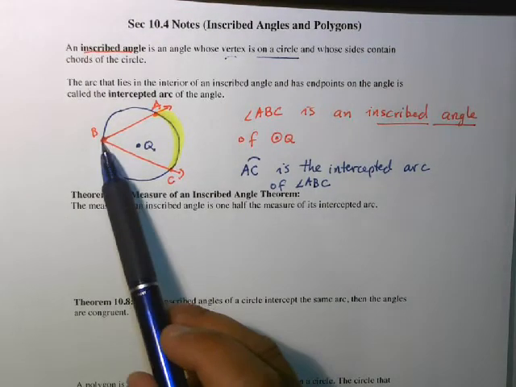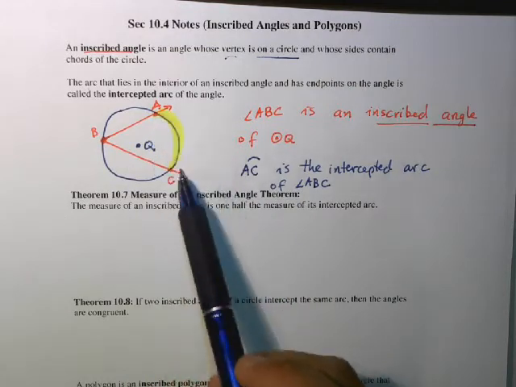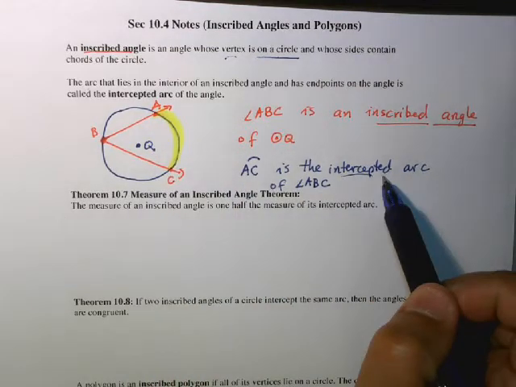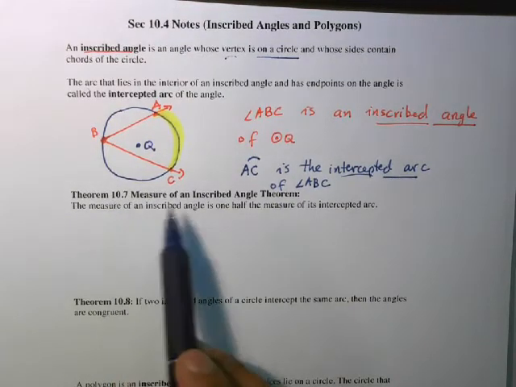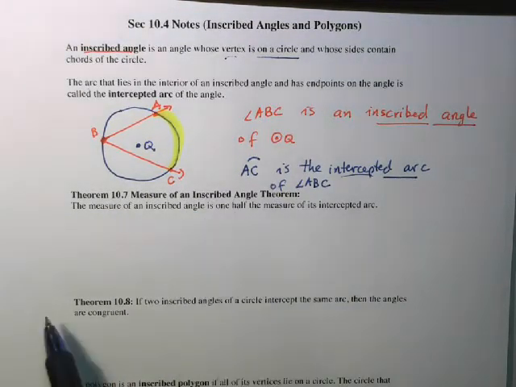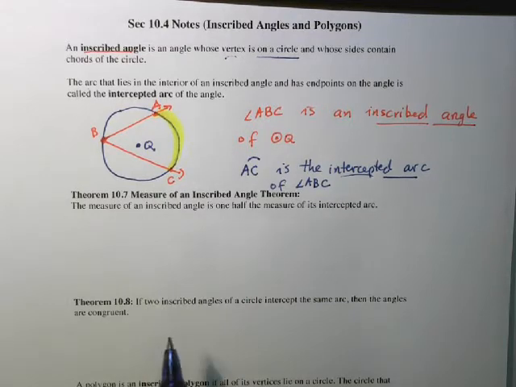So the angle here that's on the circle is called the inscribed angle, and the arc that it cuts or that it intercepts is called the intercepted arc. And so with this terminology down, with this vocabulary, we can move on to some very useful theorems. Theorem 10.7, the measure of an inscribed angle. The measure of an inscribed angle is 1/2 the measure of its intercepted arc.